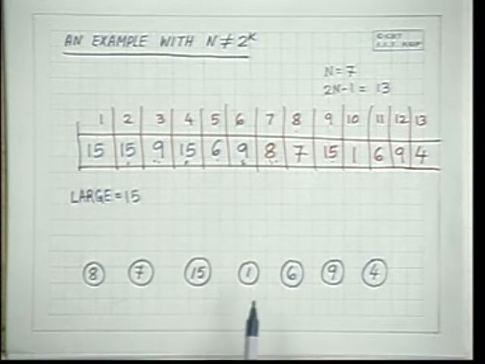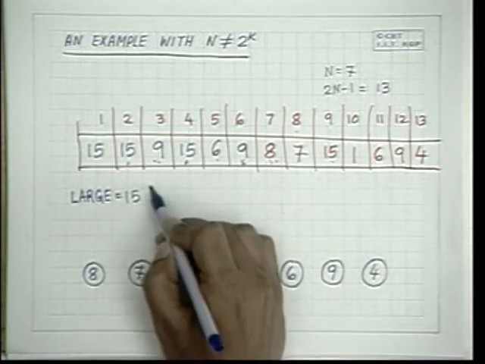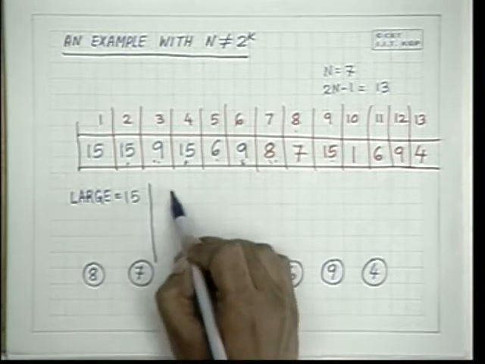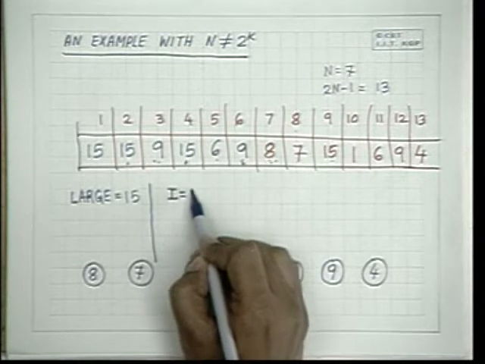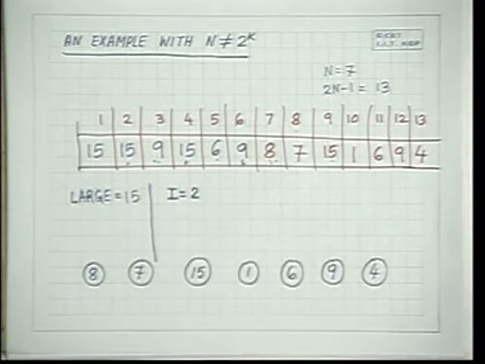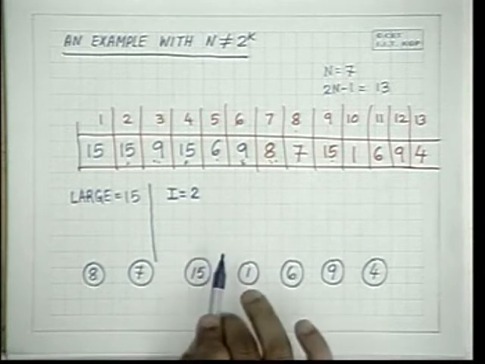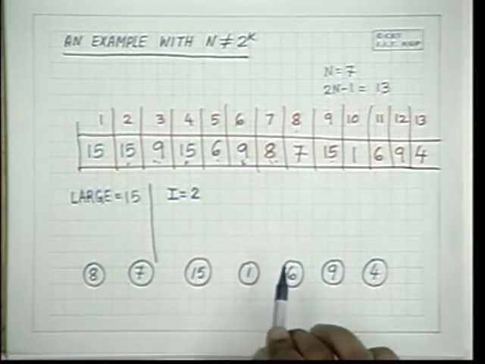Now we proceed to find out the second largest element. Now how do we do that? We initialize i to 2. Let us assume for the time being that there is more than one element. If there is only one element, then the problem is absolutely simplified.